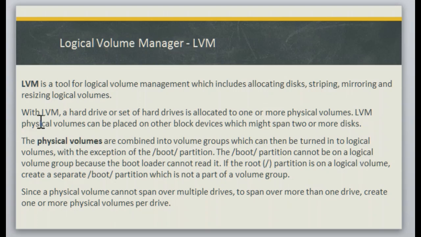With LVM, a hard drive or a set of hard drives is allocated to one or more physical volumes. LVM physical volumes can be placed on other block devices which might span 2 or more disks. The physical volumes are combined into volume groups, which can then be turned into logical volumes.